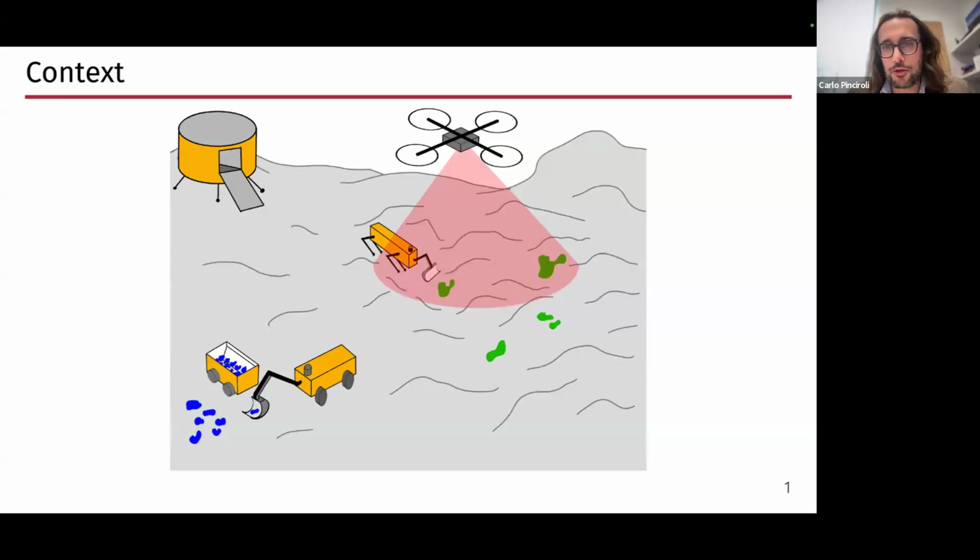Now, this cannot be the moon. This picture cannot be the moon because there's no atmosphere on the moon, so we cannot have a drone there. So let's say that this is Mars.